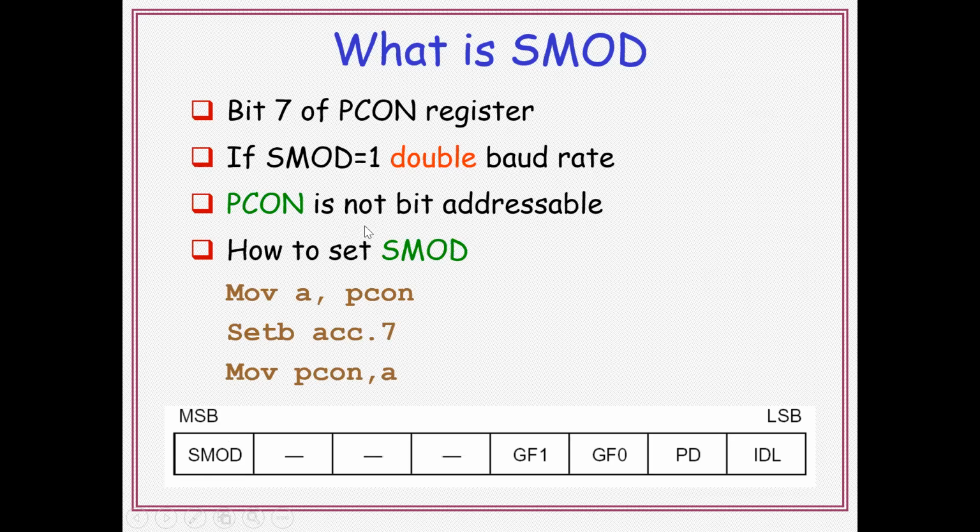PCON is not bit addressable, so we can initialize it by using the byte only. SMOD is the one MSB bit available in the PCON register, which is used to double the baud rate. If it is 1, whatever baud rate you are selecting is doubled. Otherwise, if it is 0, it is the normal baud rate.